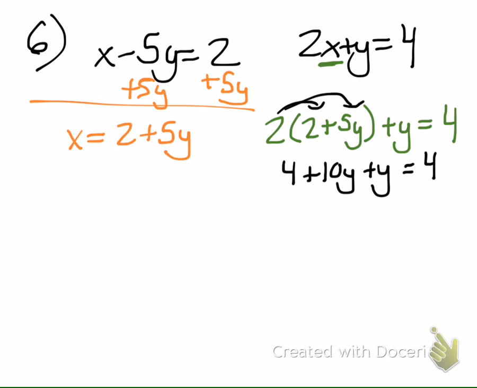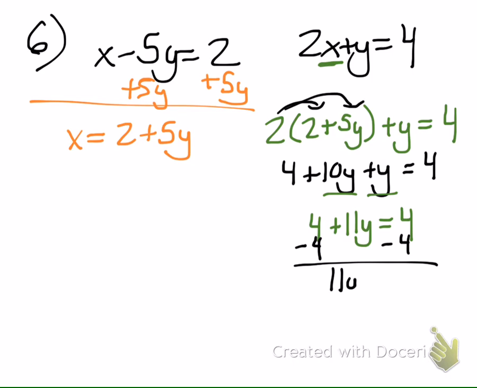Combining like terms if I have them, which I do, 10y plus 1y is 11y. Then I need to get the 4 on the other side of the equal sign. I'm trying to get y by itself, so I'll subtract 4 on both sides. That gives me 11y equals 0. And then finally, I will divide both sides by 11. And 0 divided by anything is 0. So y equals 0. Should be one answer.